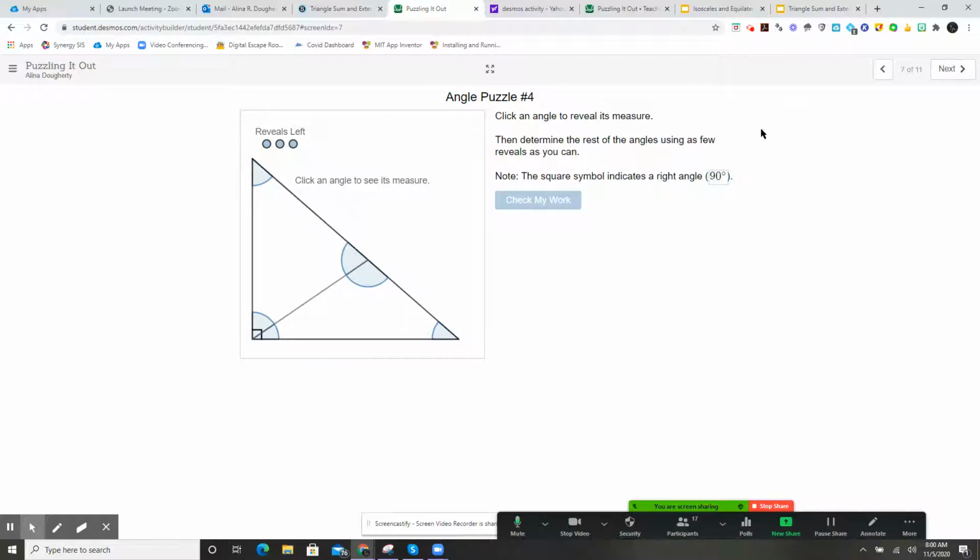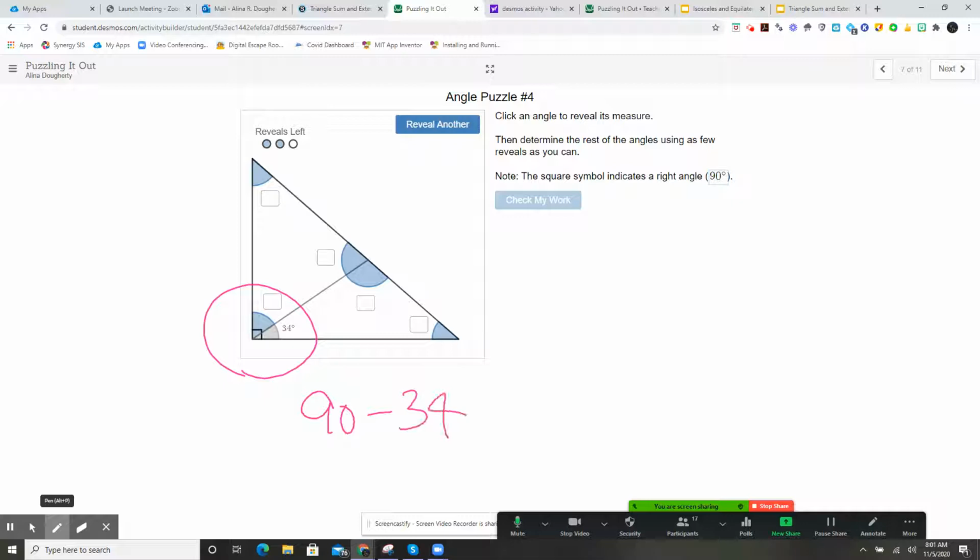What angle can I click on here? We just have to choose one. The 91, the top of the 90 or the bottom of the 90? The bottom. Okay, so I click on the bottom, that's 34 degrees. Does that tell me anything? What should these two angles add up to be? 90, so if those should add up to 90, I can do 90 minus 34, and what's 90 minus 34? 56, perfect.